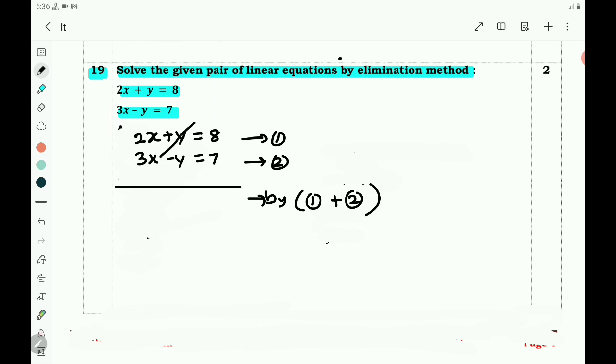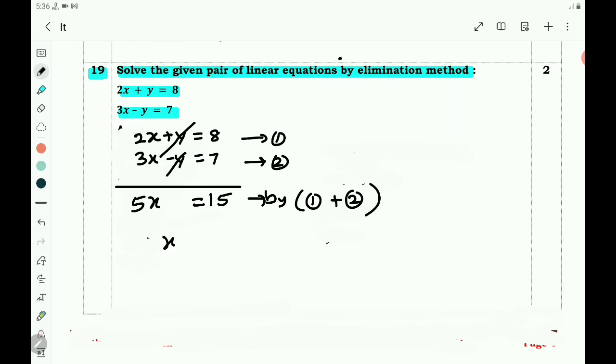Then directly what happens here? Plus y and minus y cancels. 2x plus 3x is 5x. 5x equals 8 plus 7 is 15. Here no necessity of changing the sign, as we have to add the equations. If we have to subtract the equation, we have to change the sign of the second equation. Here we have to add them as they are having different signs.